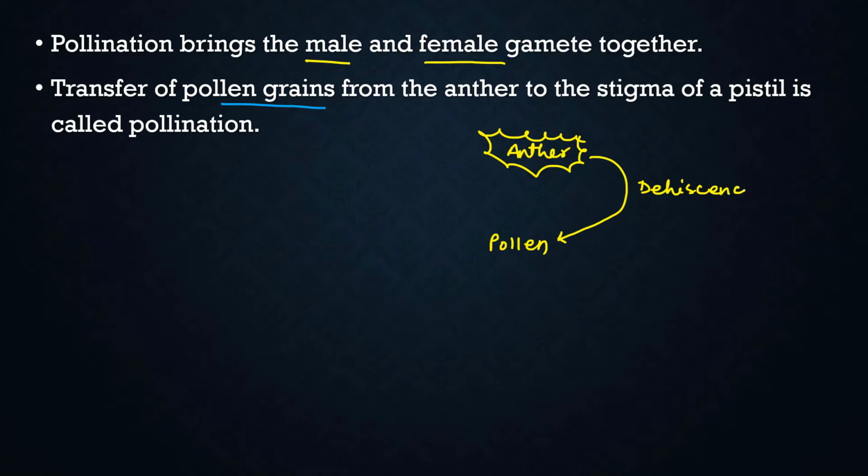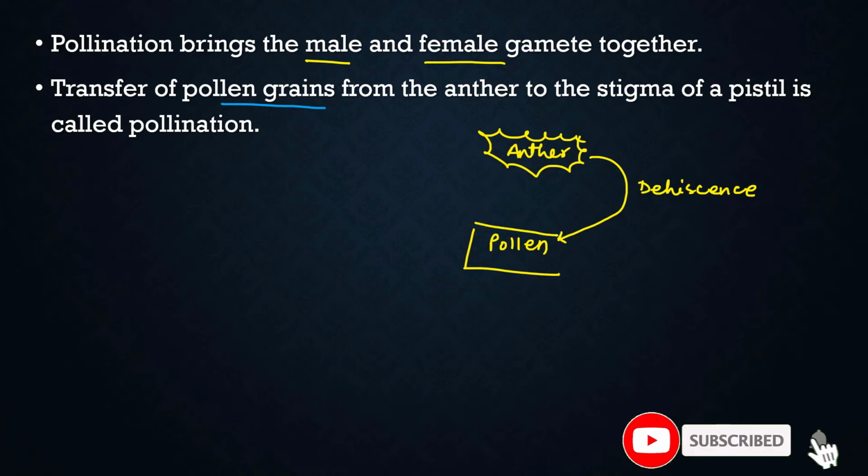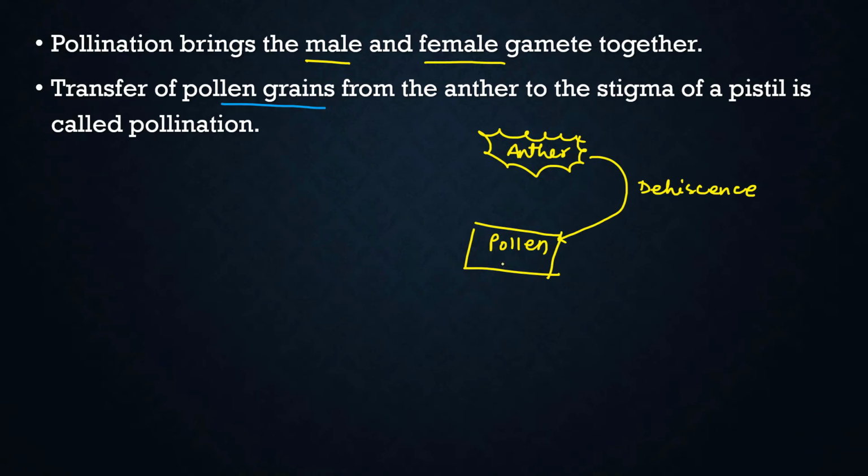So what do you mean by dehiscence? Dehiscence is the release of the pollen grains by the anther when the pollen grains mature. So upon maturation, the anther is going to dehisce and release the pollen grains. Once we have the pollen grains, they're not going to stay there. They need to move. Although they are non-motile, they need to be moved with the help of agents, called pollinating agents.